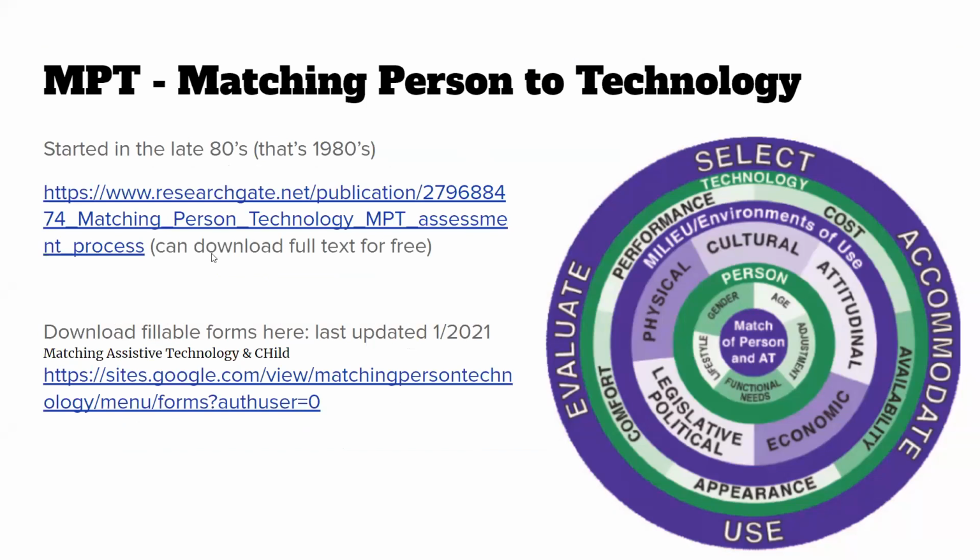The full text of one of the articles that gives an overview of the MPT can be downloaded here. There are fillable forms that were last updated in January of 2021, which I will say in the assistive technology world, a tool that's been updated for 41 years, it's got a lot of good information. To me, it takes longer than some of the other consideration models, though it is something that I will come to if I'm not finding the answer I want in those other consideration models, or if I have a more complex case.